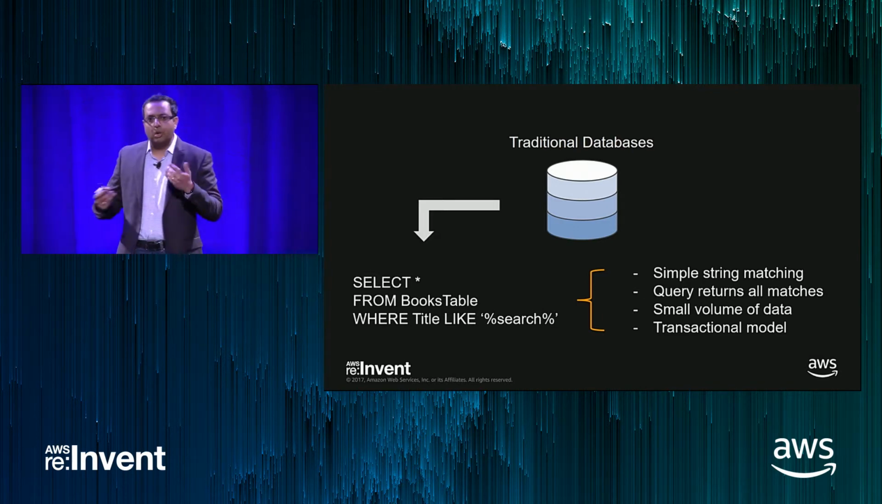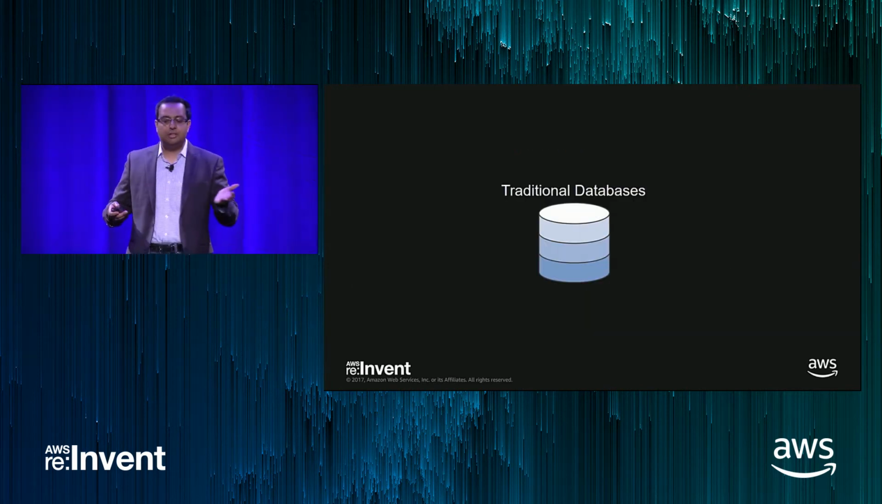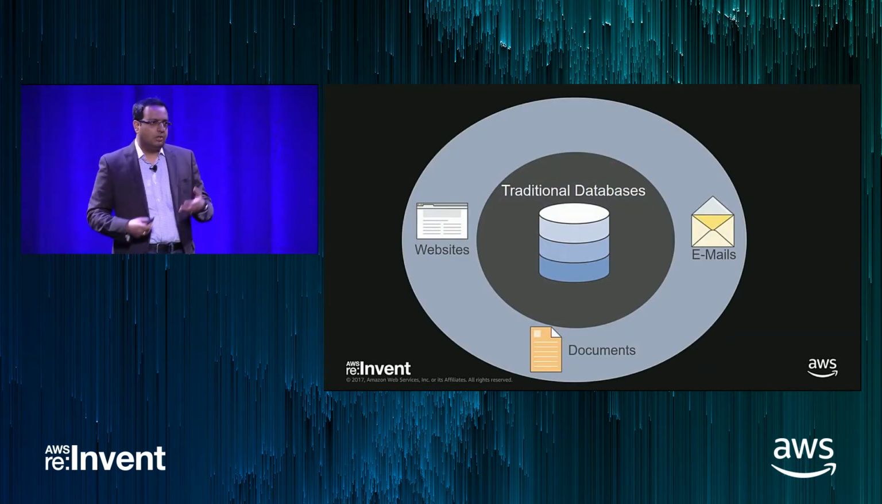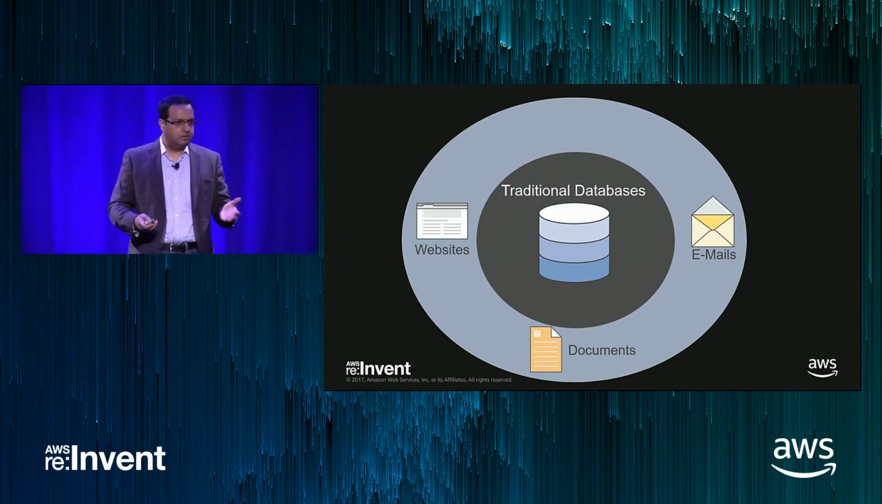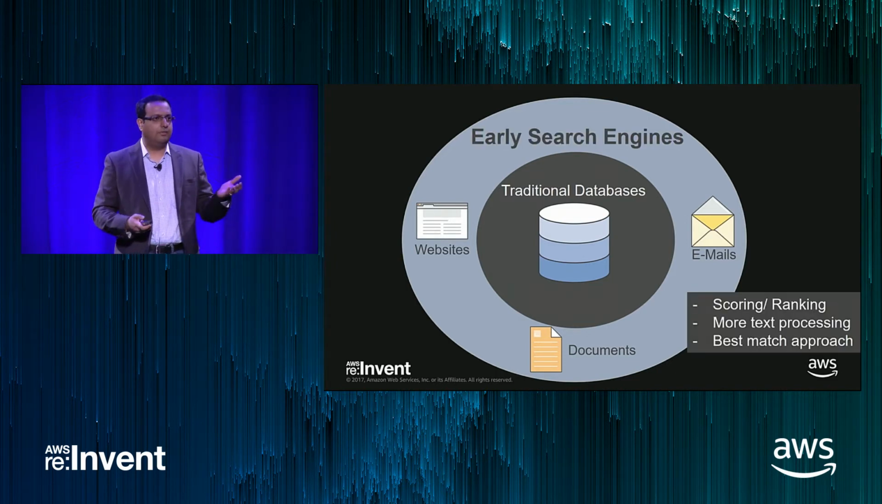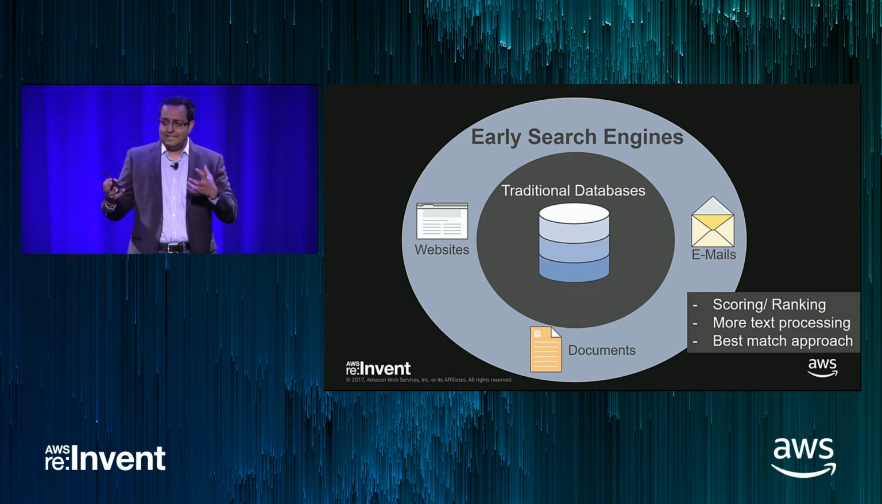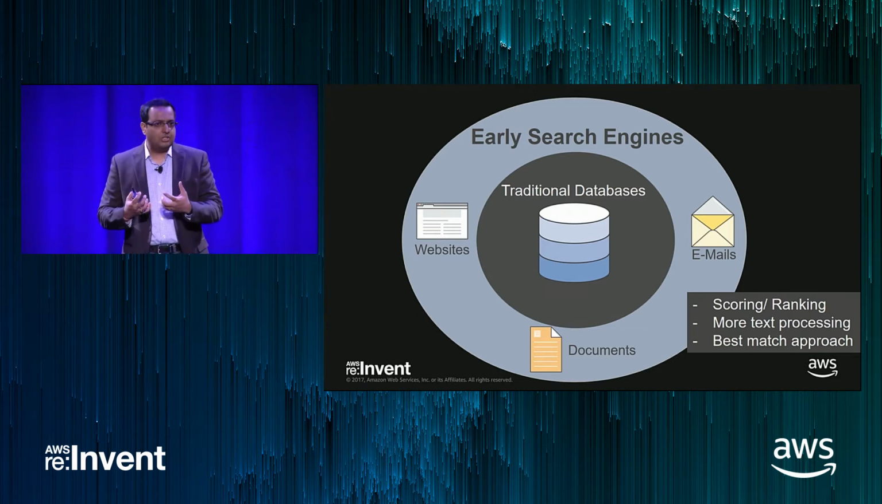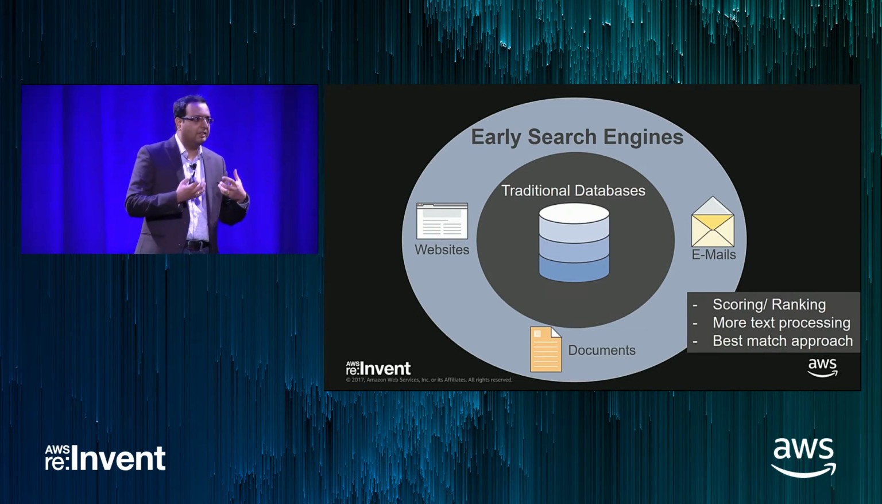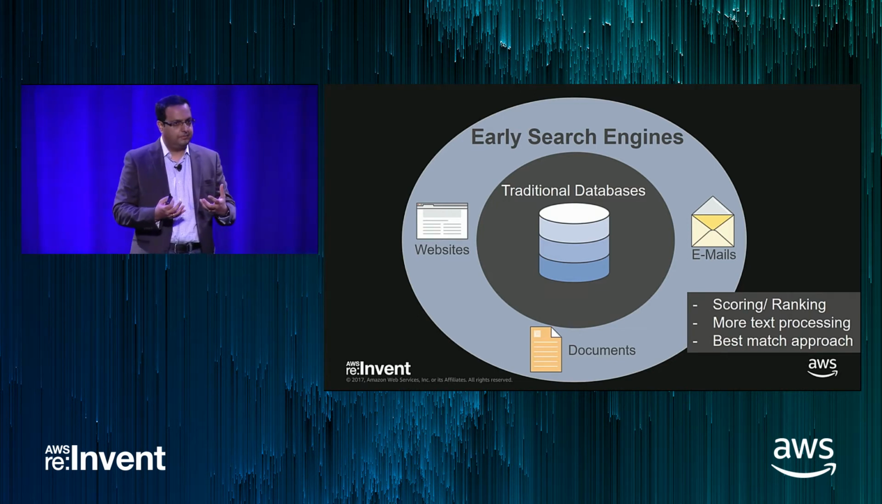But soon, the world evolved. You got a lot of different kinds of data. You got web content, you got documents, you got emails. And all this gave birth to the initial generation of search engines. These search engines brought a sense of relevance to search. So now it is not just about getting all matches, it is about getting the best possible match.